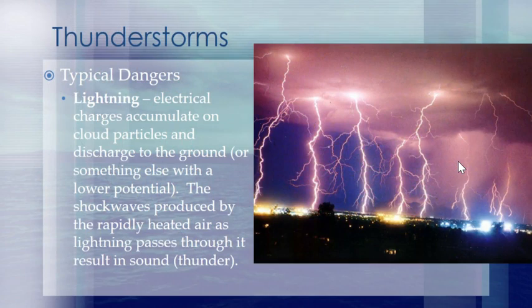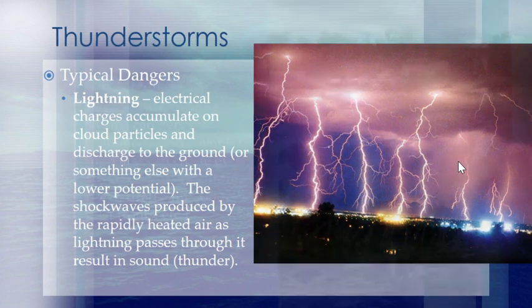So there are four typical dangers of thunderstorms that I want you to be familiar with. The first one is lightning, and this is where you have all this friction going on with these cloud particles and stuff. And so you get electrical charges accumulate. Eventually they discharge to the ground or something else that has a lower potential. And the shock waves produced by this really rapidly heated air as the lightning passes through it is going to result in sound waves. And that's what the thunder is, right? But lightning can run, say, 1,000,000 volts. It's very, very dangerous, which is why we have lightning detectors at school here.